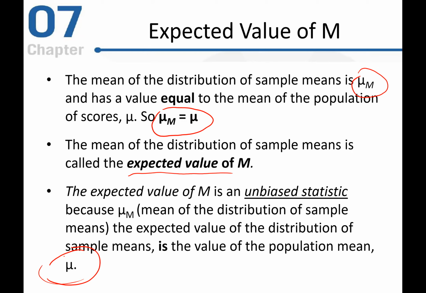If we got any number other than that, then that particular statistic would be a biased statistic, because you would be either underestimating or overestimating the population parameter. In this case, the population mean, but it doesn't. It gives you the exact population mean, and so it becomes an unbiased statistic. All right, let's continue.